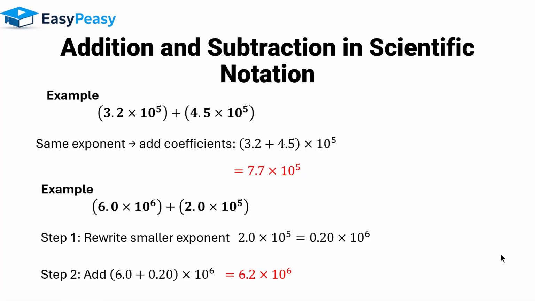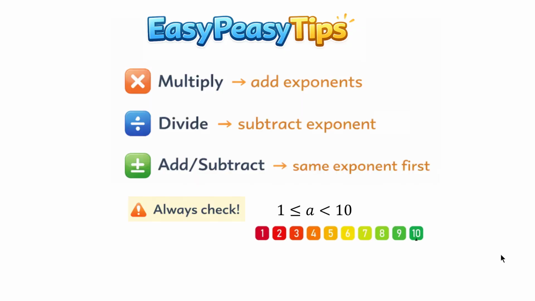Okay, now let's wrap it up with the easy peasy tips. If you are going to multiply, you need to add the exponents. If you are going to divide in scientific notation, you need to subtract the exponents. And if you are going to add or subtract in scientific notation, make sure that the exponents are the same. And in the end, always check that the value lies between 1 and 10.